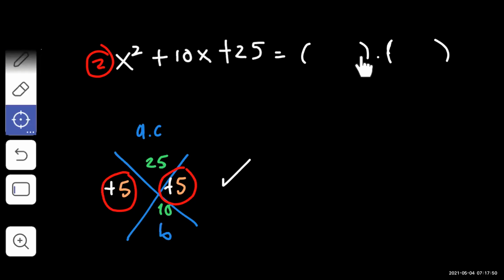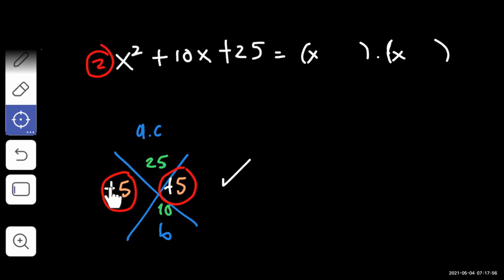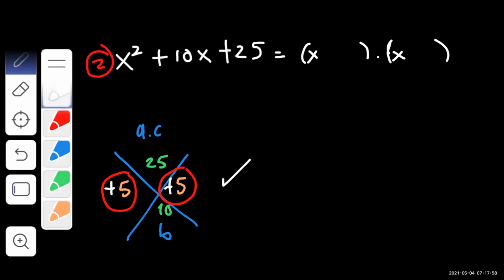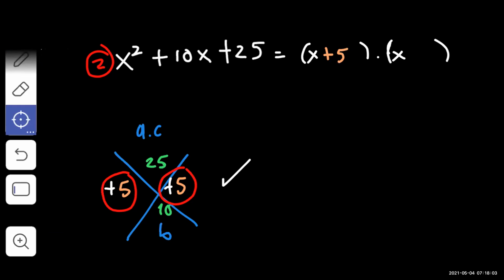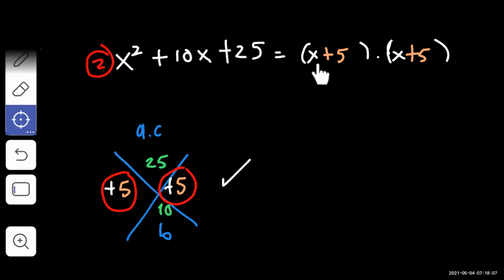Okay, let's go here. And x squared can be factored as x and x. And then we just need to copy this. Plus 5 right here, and the other one is plus 5. Okay, this is how we factor this trinomial. x plus 5 times x plus 5 is equal to x squared plus 10x plus 25. Easy one.